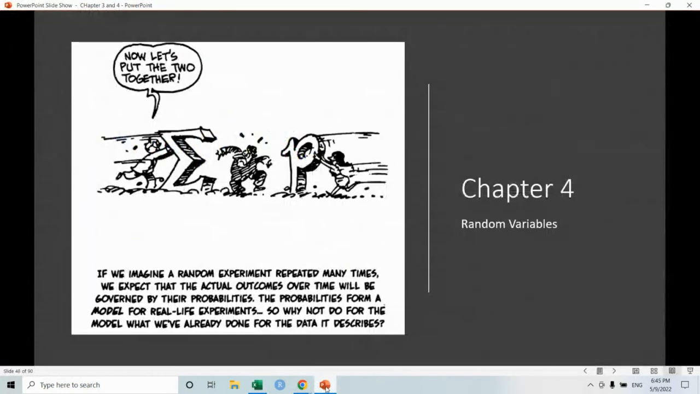Okay. So, chapter 4. Now we're going to talk about random variables and probability distributions. So we'll put the two together. We're going to look at means and variance with respect to how they work with probabilities and the binomial distribution. So if we imagine a random experiment repeated many times, we expect that the actual outcomes over time will be governed by their probabilities. So the probabilities form a model for real-life experiments. So why not do for the model what we've already done for the data as it describes?